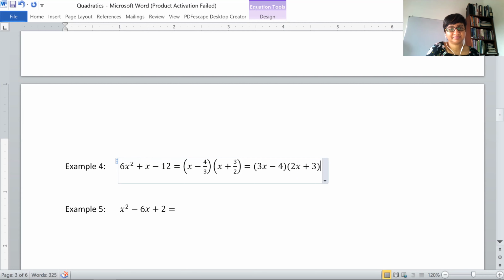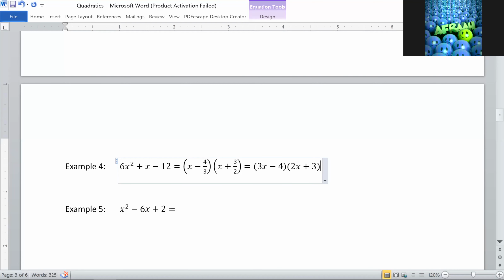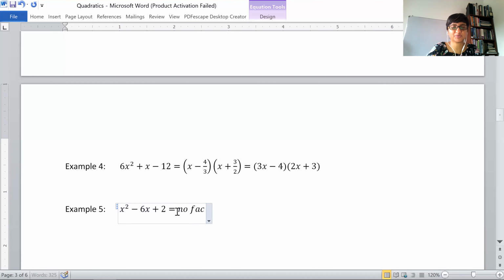Then the last one. At a glance, you can see what that is. No factors. You can just say no factors, or you can say you can't turn it into factorized form. No factors means you can't write it in factorized form. Okay.